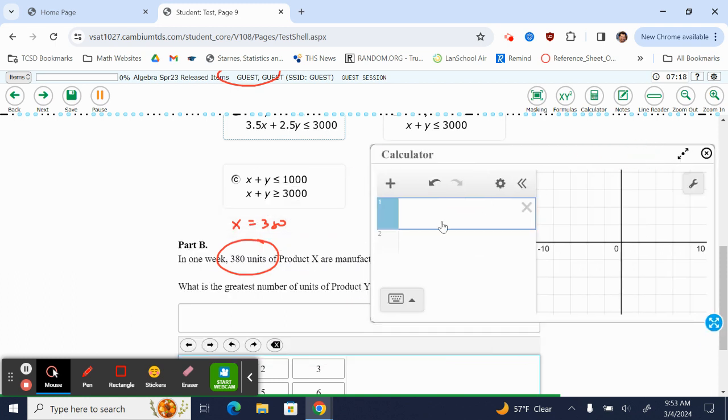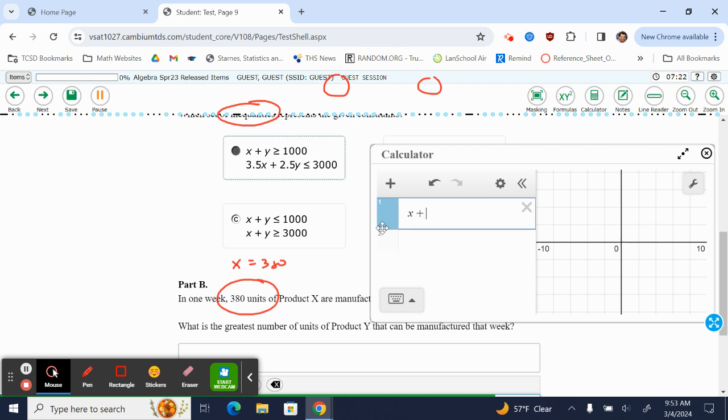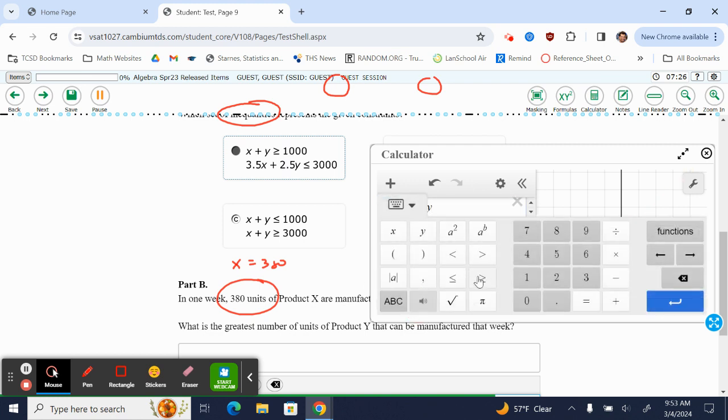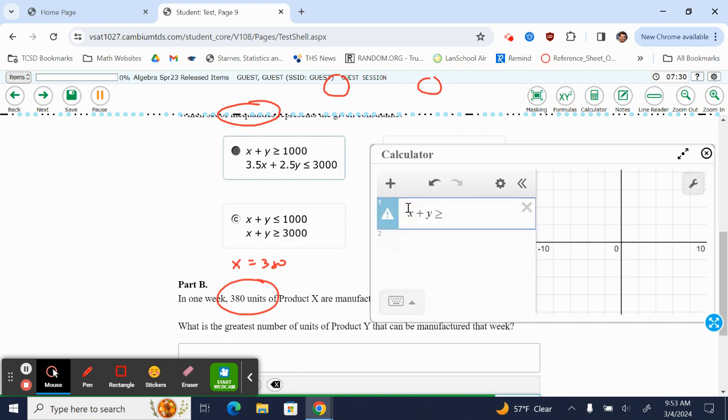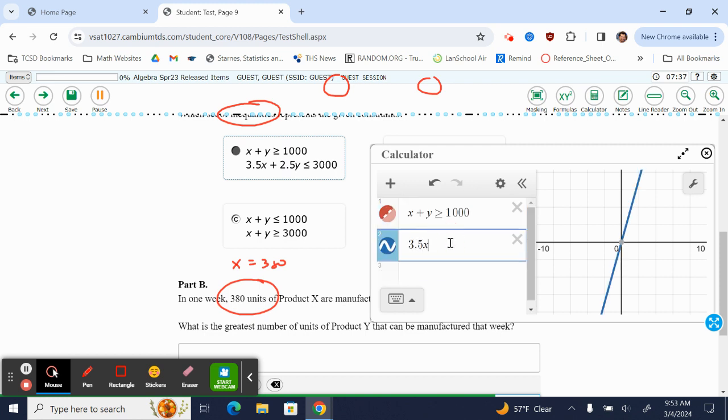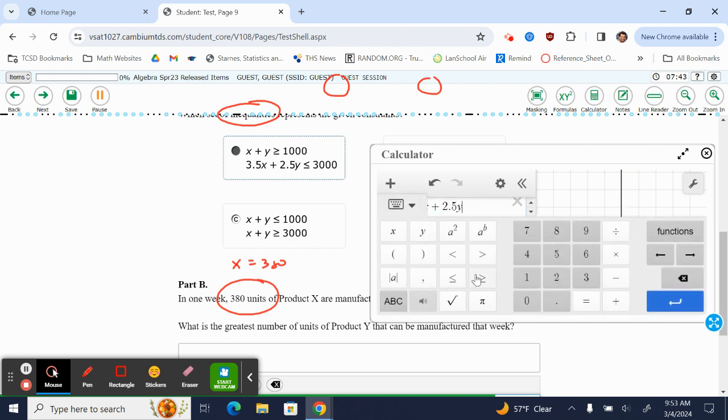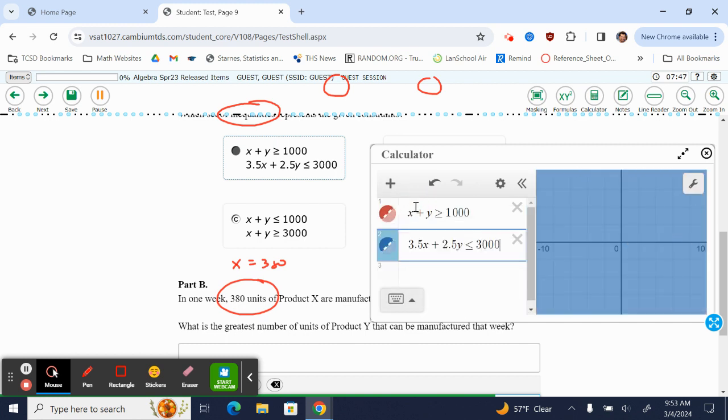Okay, so let's type in our 2 inequalities. The first inequality, I'm going to go back up, is X plus Y is greater than or equal to, those symbols are found right here, greater than or equal to 1,000. And then we have 3.5x plus 2.5y is less than or equal to 3,000. I'm going to make this picture bigger.